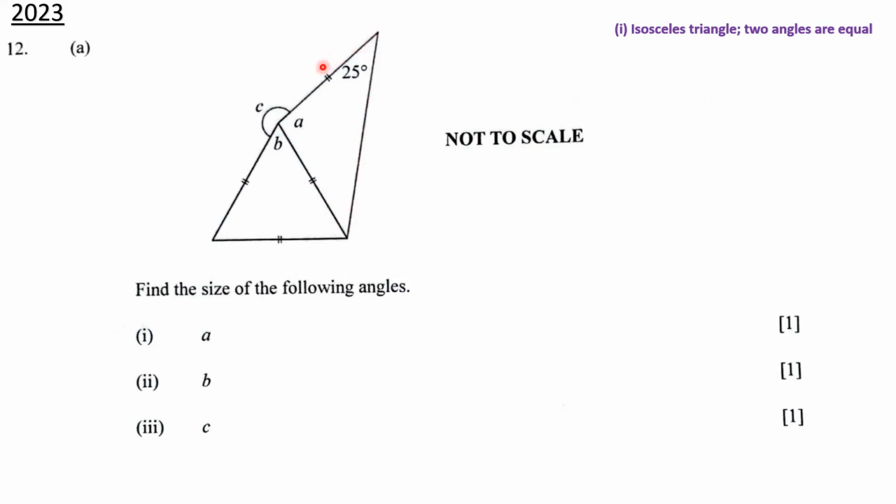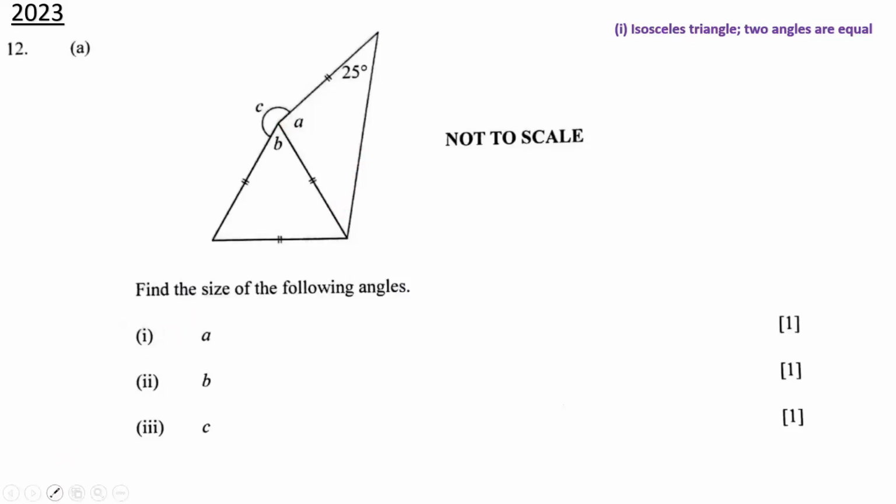The reason it's an isosceles triangle is because we see the two strokes on this side and the two strokes on this side. That means that this line right here and this line right here are equal in length. Since these two lines are equal in length, this is an isosceles triangle. And so if the two sides are equal in length, the two angles are going to be equal.